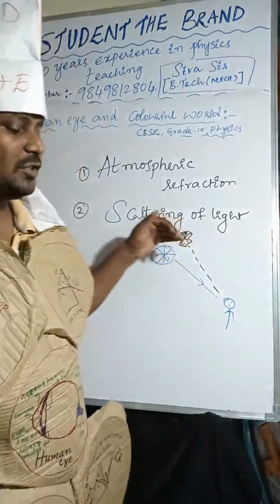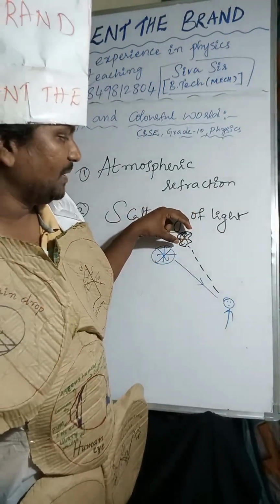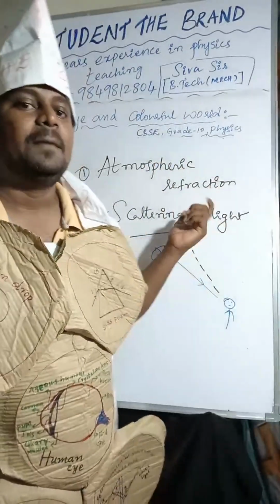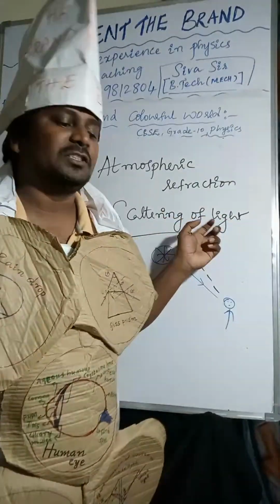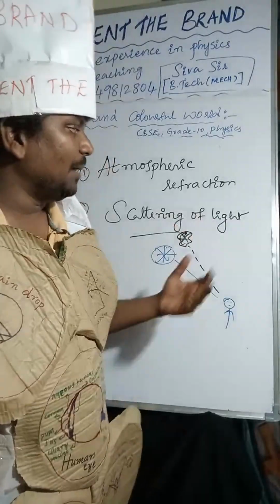And the position of the star is actually here, but it appears here. So that is the reason. Because of the atmospheric refraction, the stars appear twinkling.